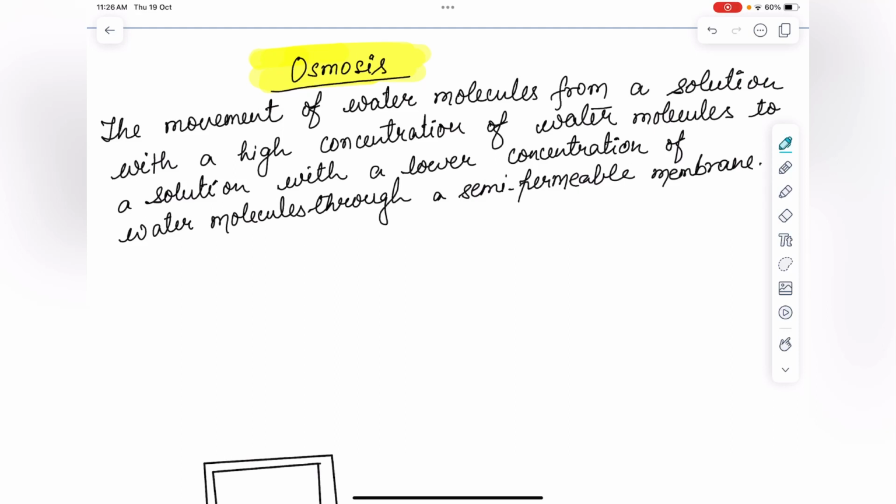Today in this video, I'm going to start with osmosis. In the last class, I discussed water potential. Now, let's revise water potential before starting osmosis. What is water potential? Water potential is energy.